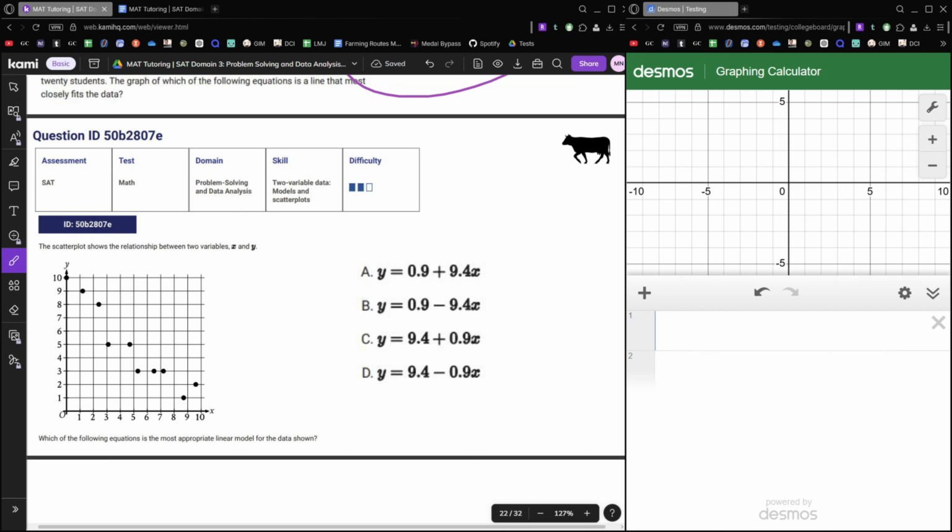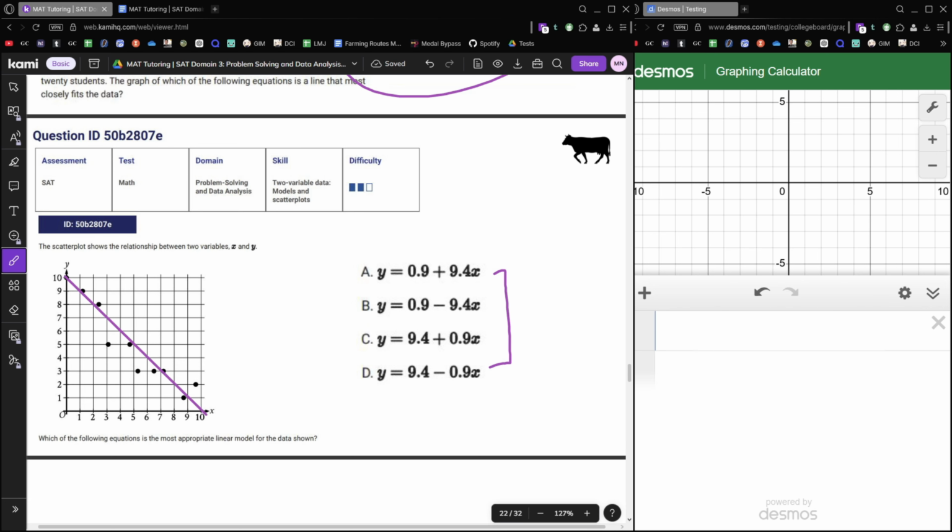So slide number 22, once again we get a scatter plot and they want us to give an equation for the line of best fit. If we were to draw that real quick, it would look something like this. Just like our last question, instead of trying to actually find the equation, let's look at our answer choices and see which equation would make the most sense.